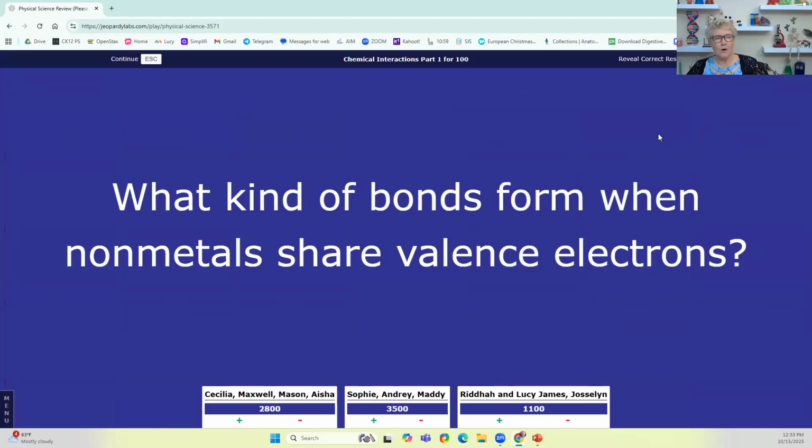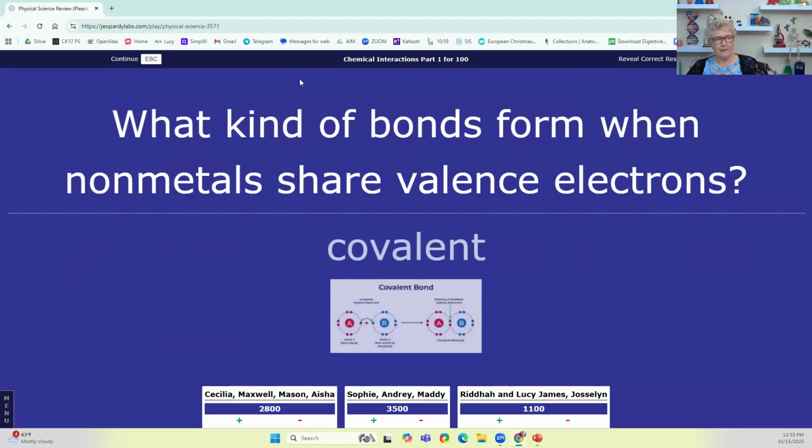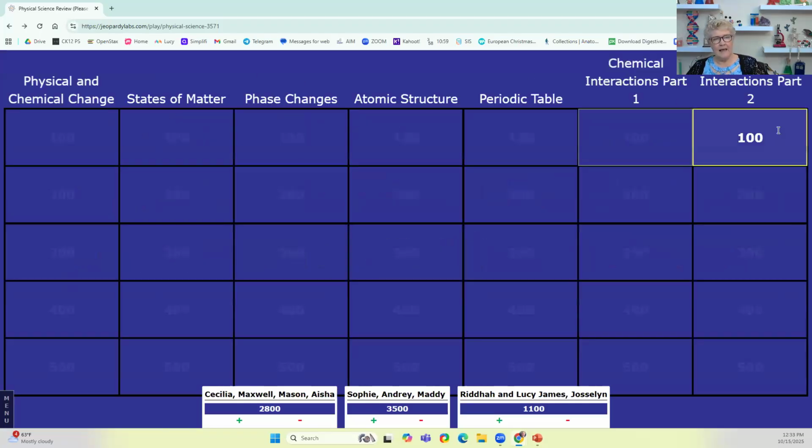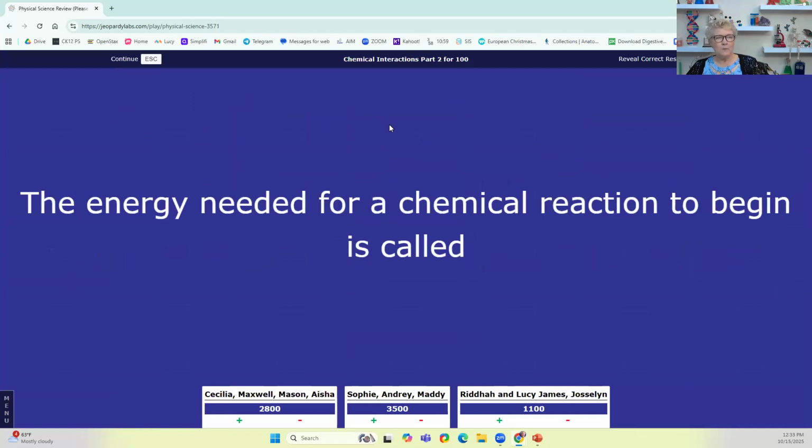What kind of bonds form when nonmetals share valence electrons? Anybody just yell it out. Covalent bonds. Covalent. You got it. Share, they cooperate, and then valence electrons. Covalent. Very good. Oh, I guess I should show you that. Right there, covalent bonds. And the last one is, what do we call the energy needed for a chemical reaction to begin?